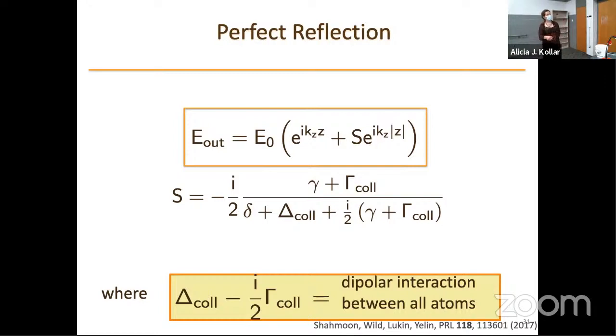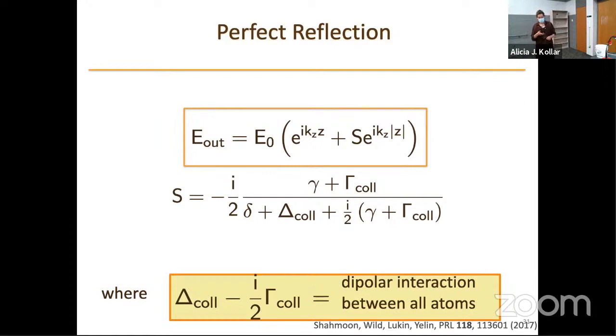And this collective part, of course, comes from the cooperative effects, or in that case, this is simply the dipolar interaction between all the atoms. Because we are in 2D and we have this kind of ordered lattice, one can just calculate infinite sums. It's not that hard, okay?